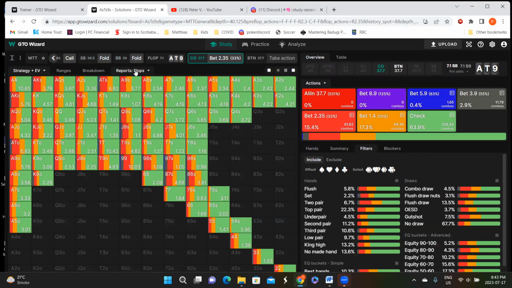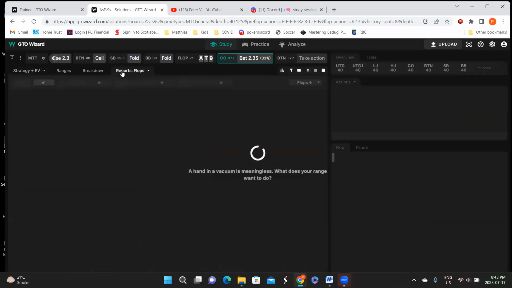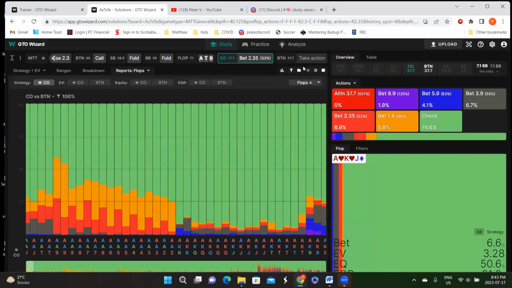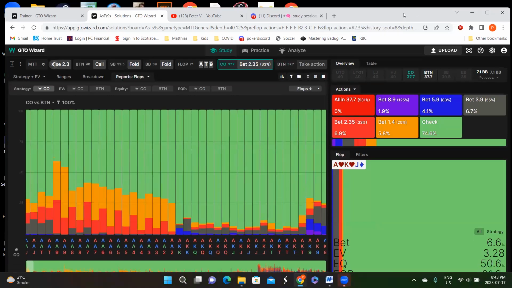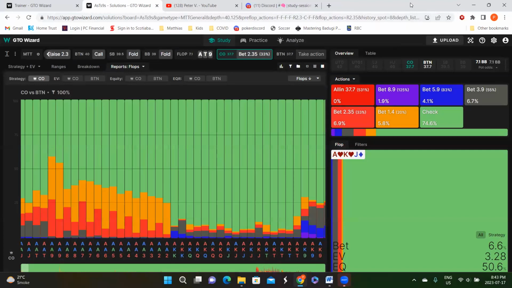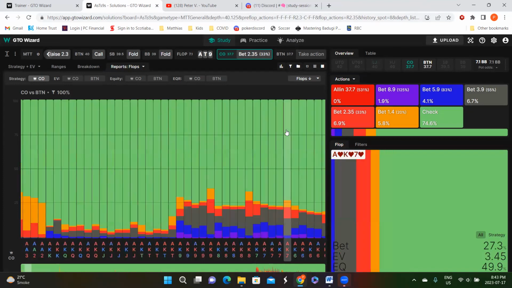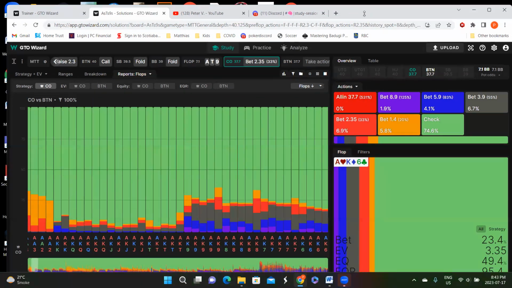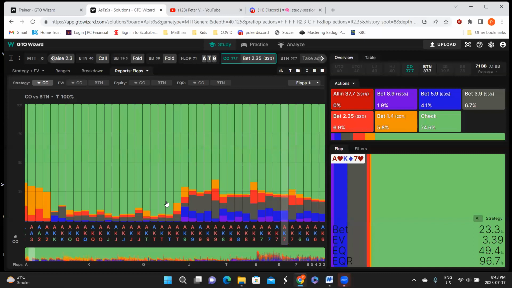But let's take a look at the totality of reports here. Take a look at all of the possible things that they're going to look at. This is a high check. I think, yeah, this is a high check configuration across all flops.